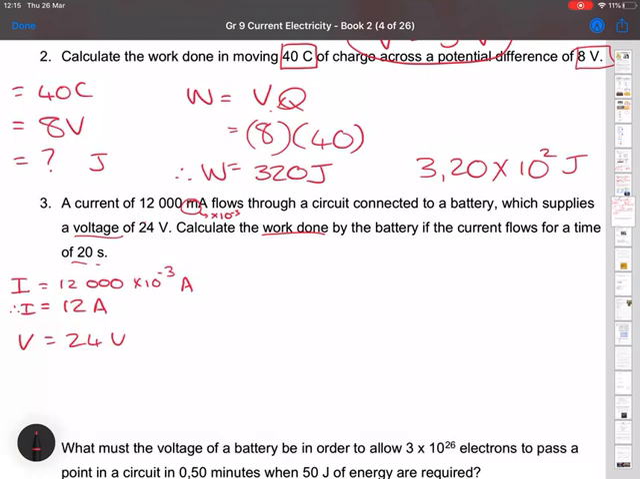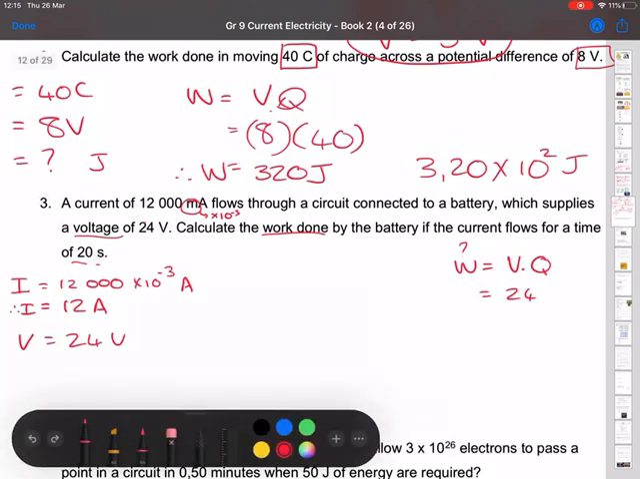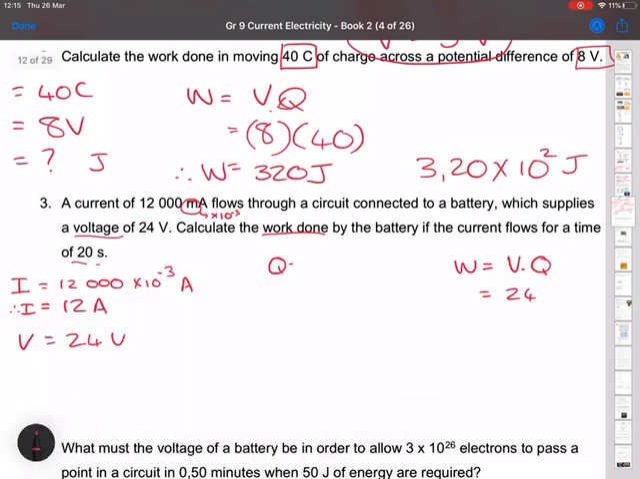And we need to know what the charge is so that we can go W is equal to V times Q. So our potential difference is 24 volts, but now we don't have W, we don't know what the work is, and we don't know what the charge is. So let's calculate our charge. I'm going to use the formula from page 8. Formula on page 8 says that Q is equal to I times T, and they said that the time was 20 seconds.